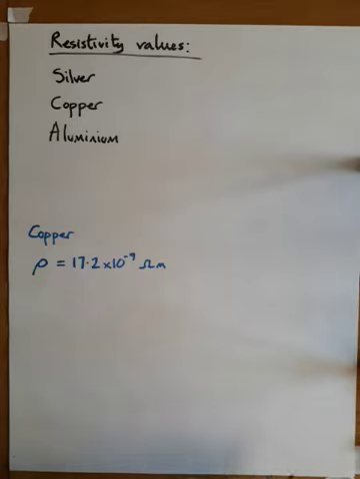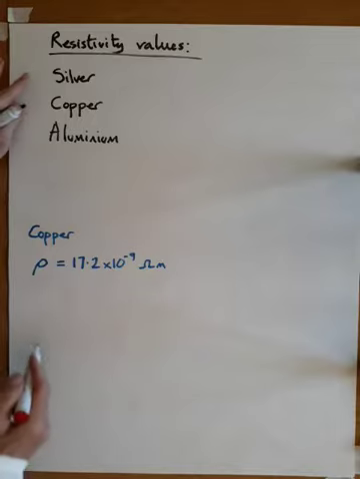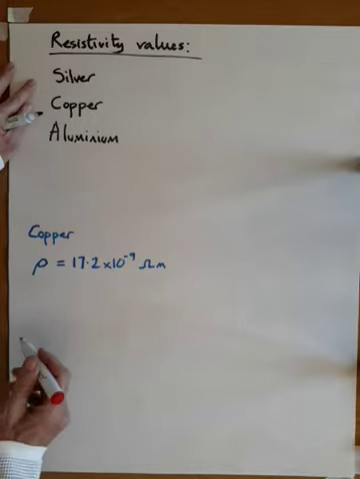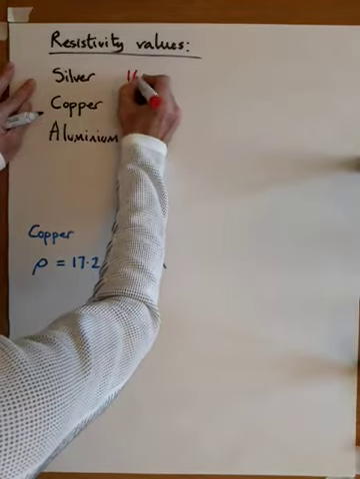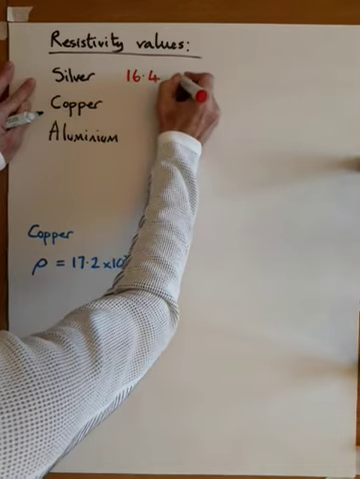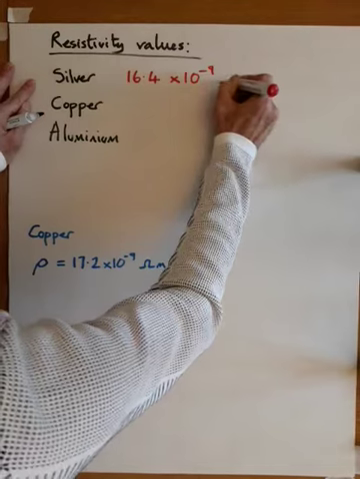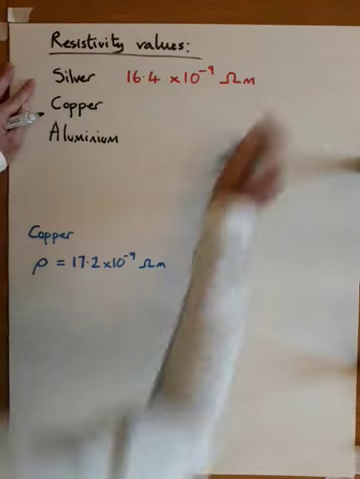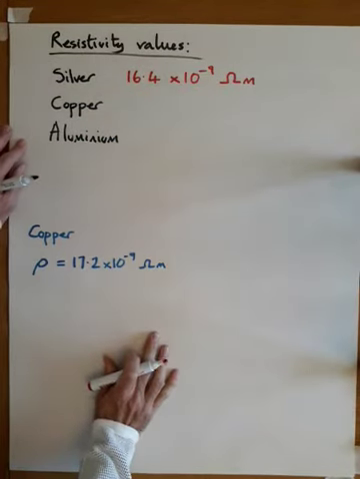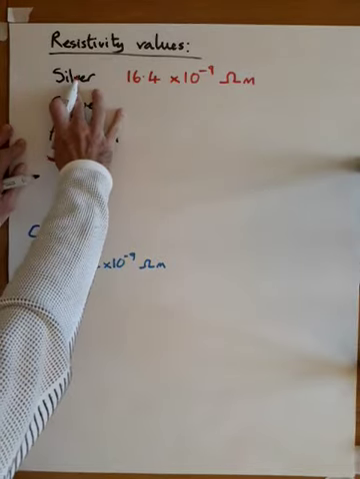So, as I said, all materials have resistivity, and if we take a cubic meter of silver, then the resistivity of silver is 16.4 times 10 to the minus 9 ohm meters. Silver is our best conductor.